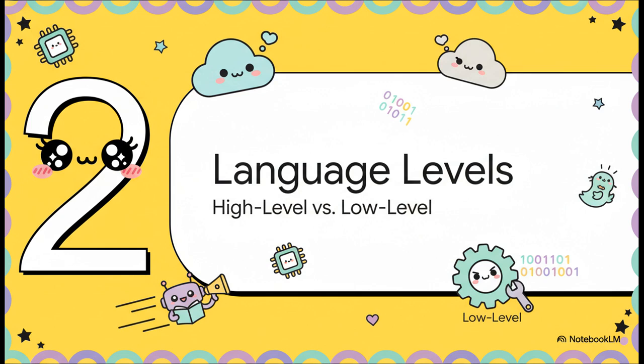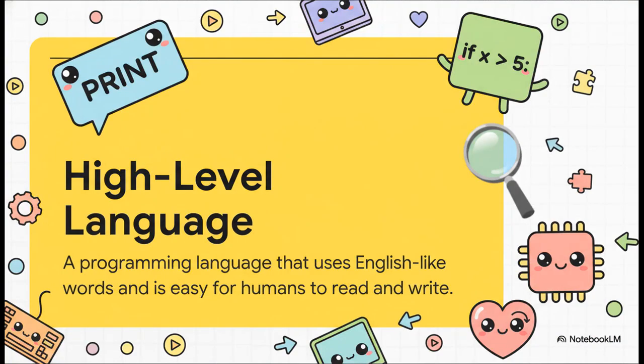Not all programming languages are the same. We can basically sort them into two big categories, high-level and low-level languages. And as we'll see, there are pros and cons to each. Let's start with high-level languages. These are the languages you're probably using in class, right? They use words that look a lot like English, which makes it way easier for us humans to understand, to write, and, importantly, to find mistakes.